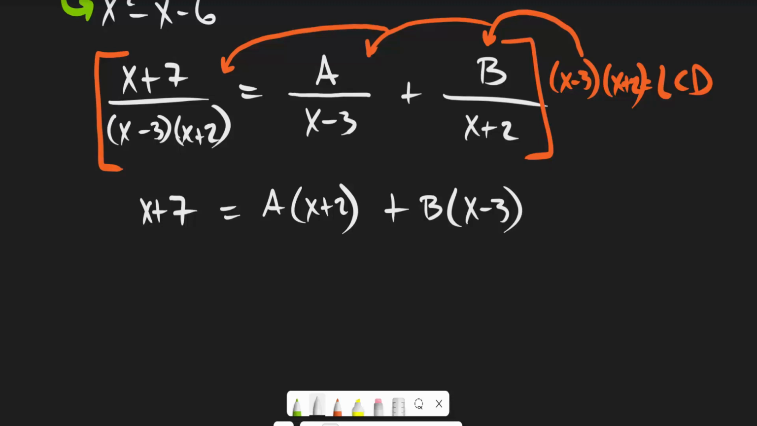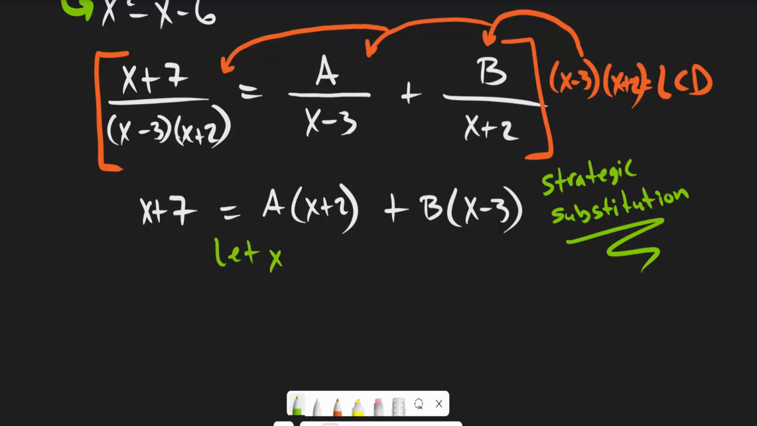So from here we have a couple of tools in our toolbox. The first technique we're going to try here is strategic substitution. Okay, now what does that mean? Keep in mind we're trying to solve for a and b. So what I'm going to do is let x be equal to negative 2. Now why in the world negative 2? Well, look, if I plug in negative 2 here, negative 2 plus 2 is going to give me 0. And 0 times a is going to make the a disappear. Okay? And that'll only leave us with the variable b, and we'll be able to solve for b.